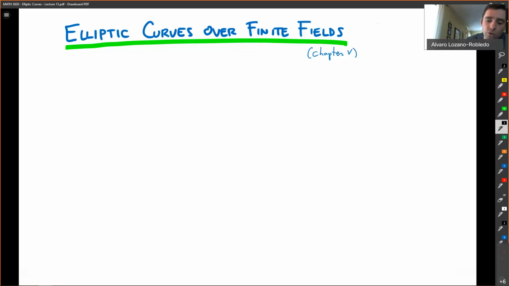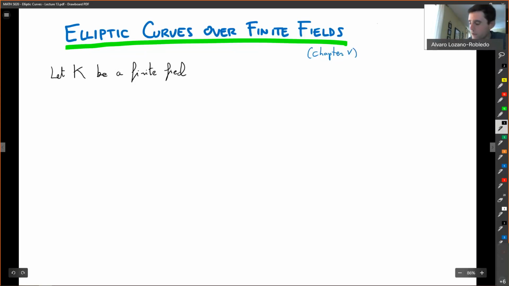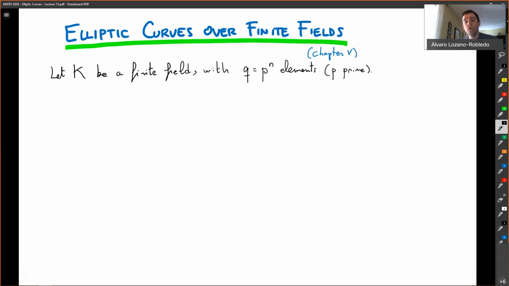So here's the question. Let K be a finite field with q equals p to the n elements, where p is a prime. Every finite field is of this form, so it's always one of these. You take a prime. You can think about, for example, F_p, which is just Z mod pZ.